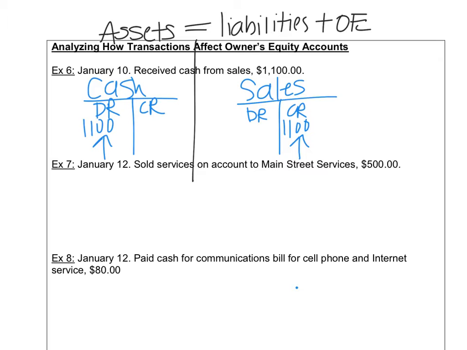On January 12th, we sold services on account to Main Street Services for $500. So Michael Delgado sold a website to a customer, but they couldn't pay in cash. They wanted to charge it. So instead of cash, our asset would be accounts receivable. And it's accounts receivable because the business is going to receive the money at a later date. And then we would put dash Main Street Services to keep up with who owes us that money. I'm just going to abbreviate.